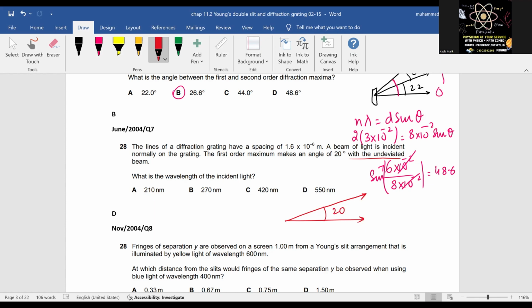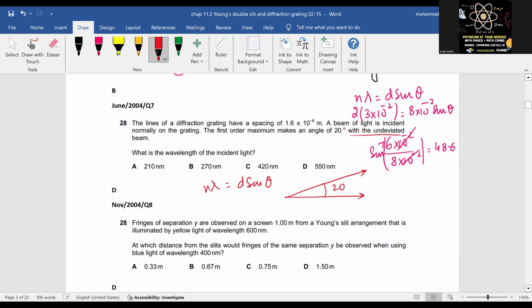Just put it in the formula, n lambda equals d sine theta. You guys just forget what we studied, but okay, fine, no problem. So for the first order, n is 1, lambda is to be found, and d is 1.6 exponent negative 6. And since they're saying the angle the first order makes with the undeviated beam is 20 degrees, just solve it. Come on, quick. Negative 6 sine 20. I am getting 547, 5.47. Okay, fine.